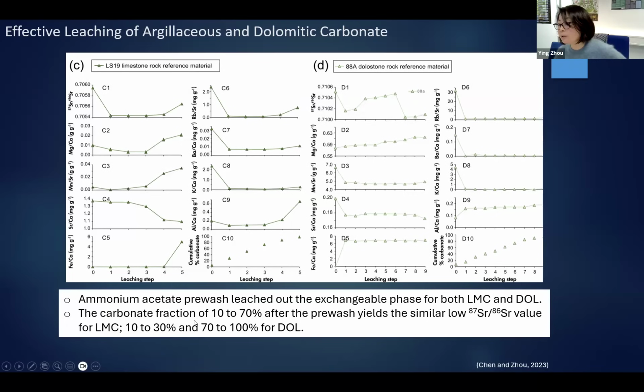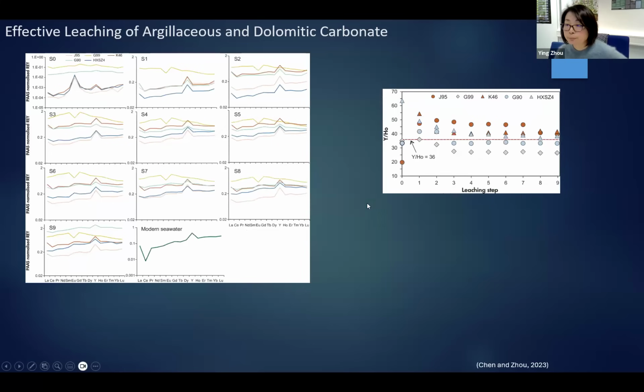And the carbonate fraction, 10 to 70% roughly after the pre-wash, yielded a similar low strontium isotope value to the low magnesium calcite, and you can see 70 to 100% carbonate leaching will have the lowest strontium ratio, but again, the 10 to 30 is actually not far behind.